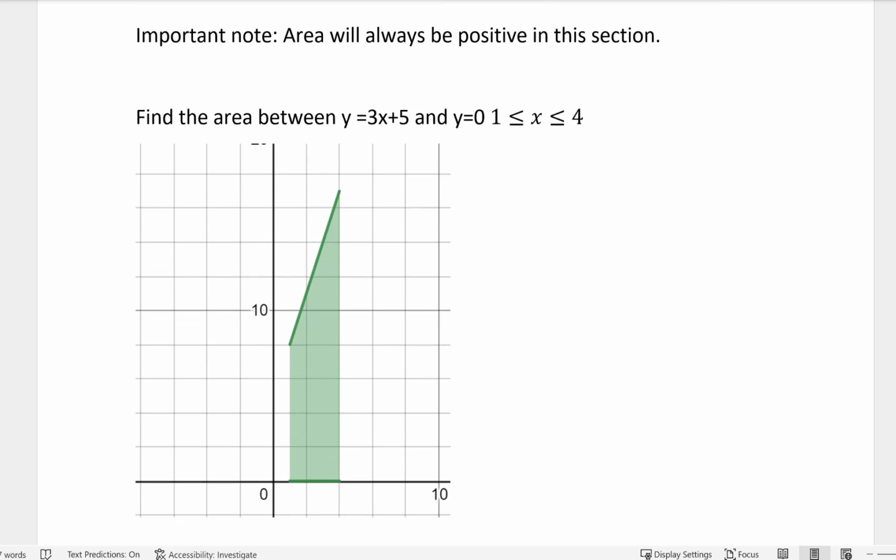It says y equals 3x plus 5 and y equals 0. So those are my two functions, and we're going to find the area between them over the interval from x equals 1 to x equals 4. Look at this graph and notice the 3x plus 5 is this line that has a slant to it. On the bottom, I have y equals 0. So the one that's my f of x, the big one, I'm going to call f. And the one at the bottom would be g of x. So f is bigger than g.